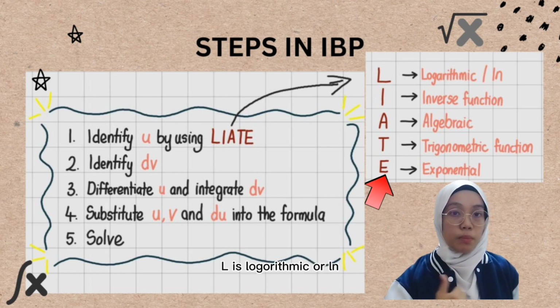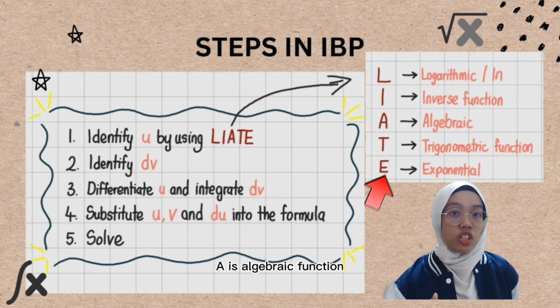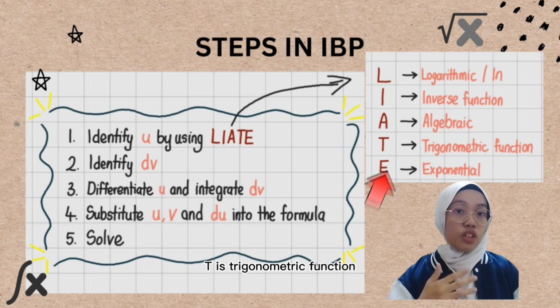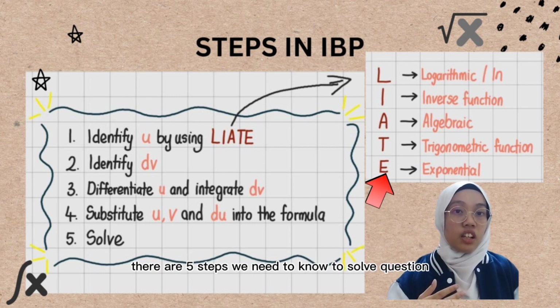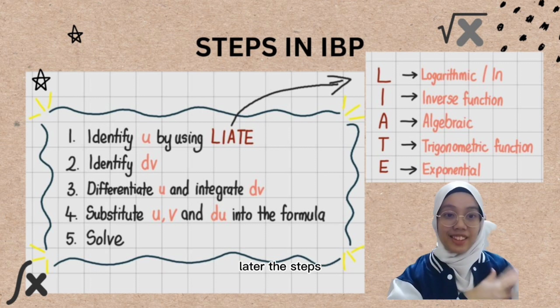L is logarithmic or ln. Then I is inverse function. A is algebraic function. T is trigonometric function. And lastly, E is exponential function. There are 5 steps we need to note to solve question letter.